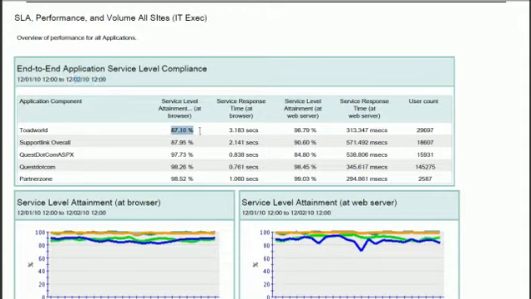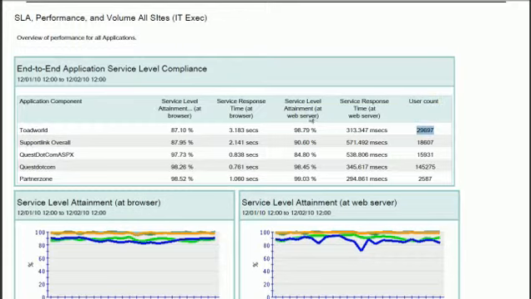So I can see that the service level is 87%, and that the service response time at the browser, this is the end-to-end time back to the end user, is 3.1 seconds. Service level attainment at the web server is 98.7%, and then you can see the back end. This is basically the back end time from the web server back. Now over this 24-hour period, we saw 29,697 individual sessions.